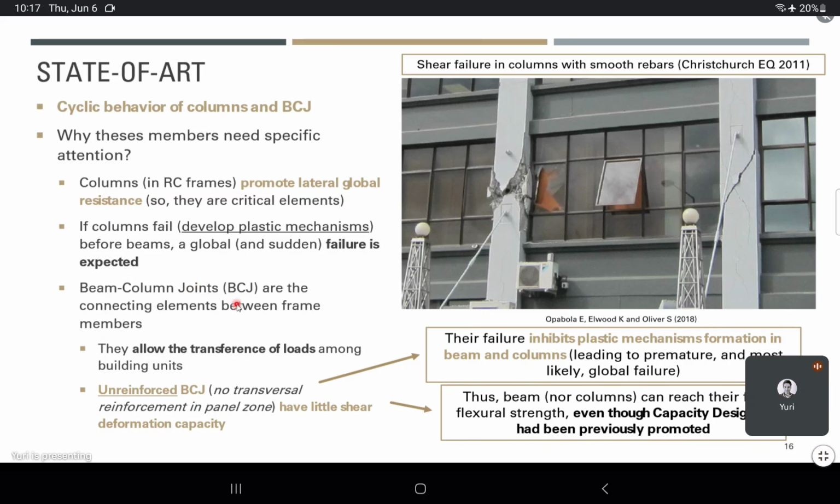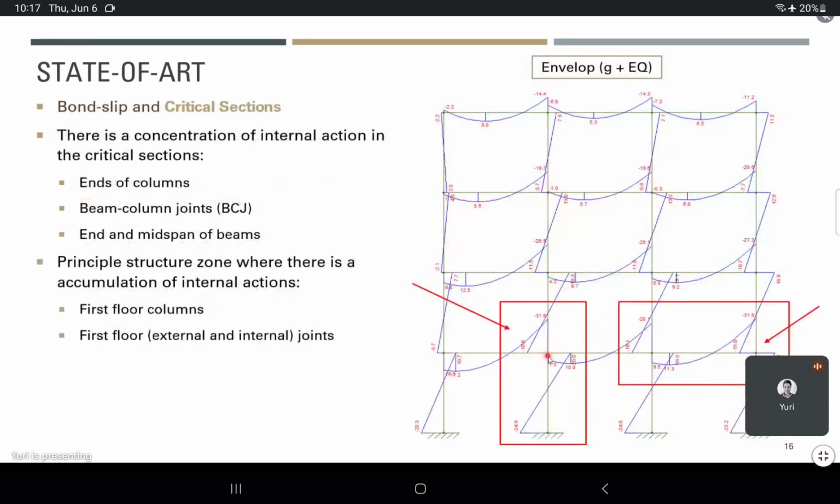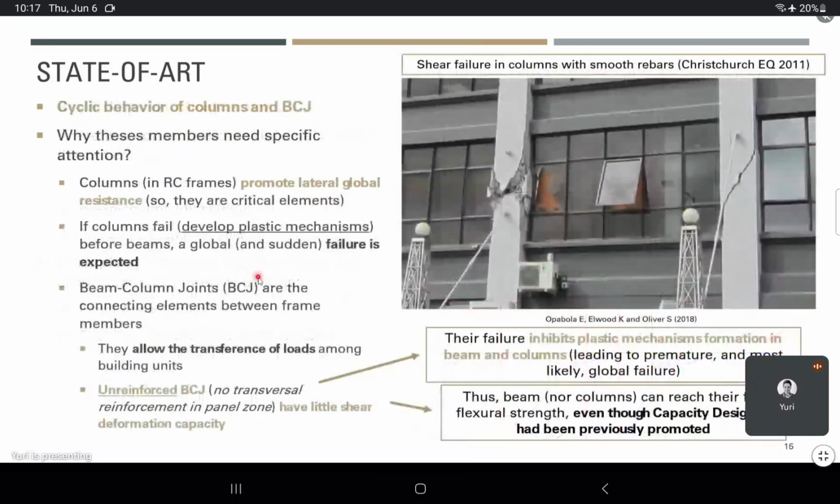Also, in beam column joints, two major problems are related to them. As you can see here, these elements transfer the internal stresses from beams to columns. So if these units can no longer transfer these loads, that means the other adjacent members cannot reach their full plastic mechanisms. In other words, even if you designed a building with capacity design principles, if you don't check the strength of beam column joints, capacity design cannot be promoted.